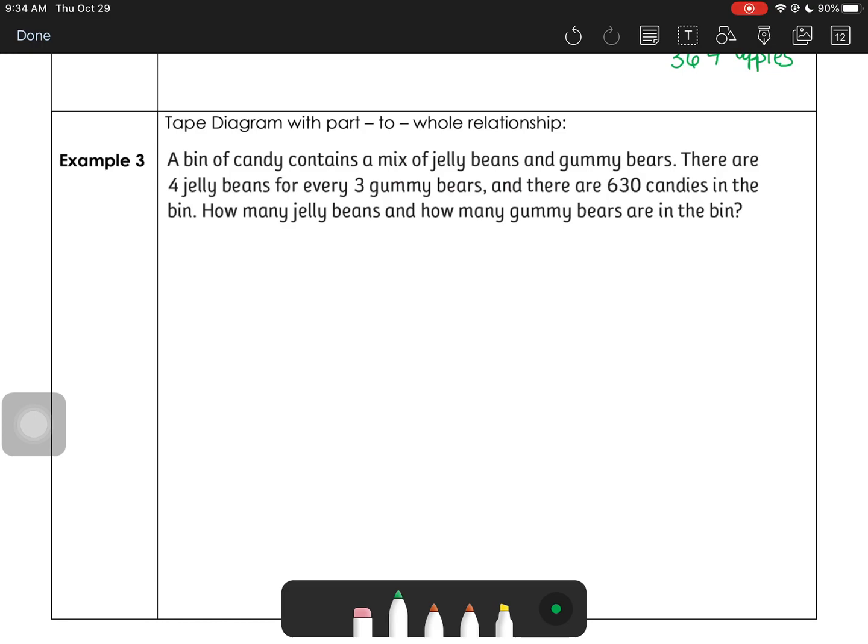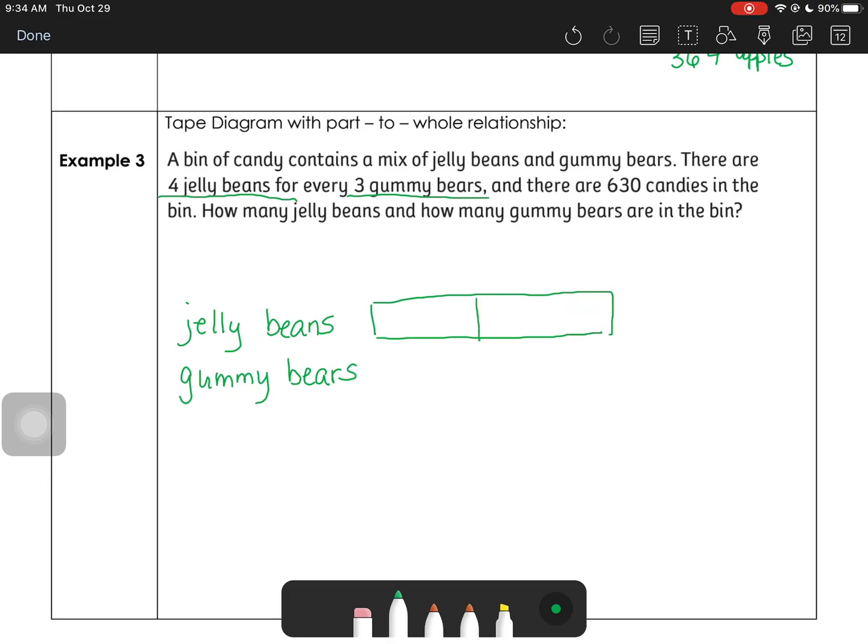A bin of candy contains a mix of jelly beans and gummy bears. There are 4 jelly beans for every 3 gummy bears, and there are 630 candies in the bin. So there are 4 jelly beans and 3 gummy bears. Let's start with jelly beans, and then we have gummy bears. There are 4 jelly beans and 3 gummy bears. This time it says there are 630 candies in all. So this one's going to be a part to whole relationship.